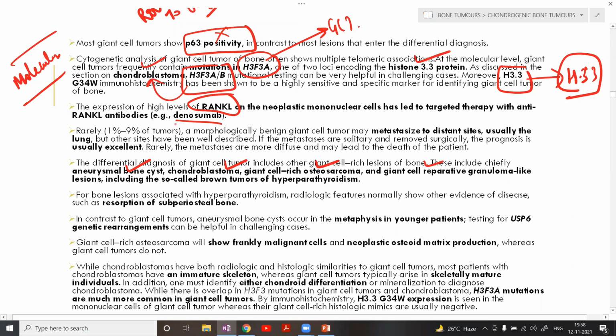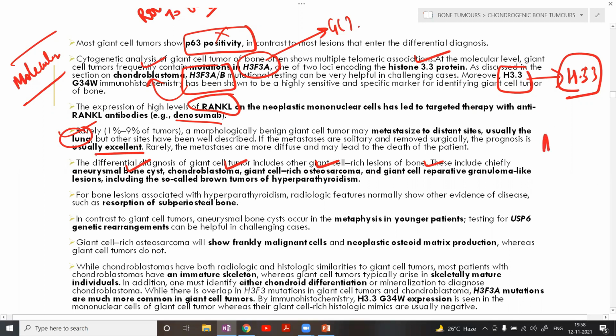Now, rarely a benign giant cell tumor might metastasize. Most commonly, it does so in the lungs. But remember, the prognosis for such a lesion is usually quite excellent. You just remove it and basically nothing happens. Okay, so what are the differential diagnoses?